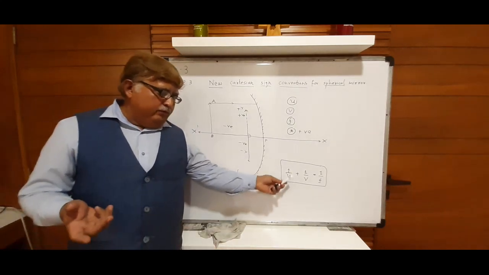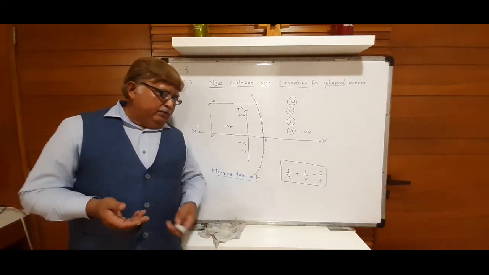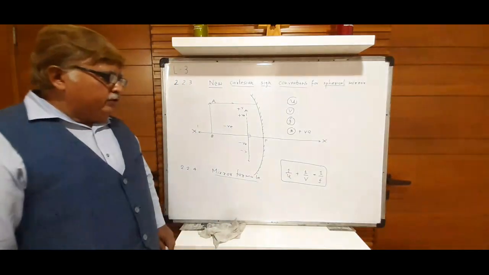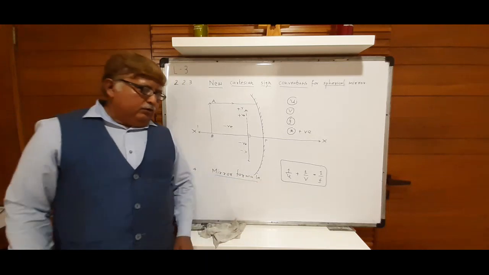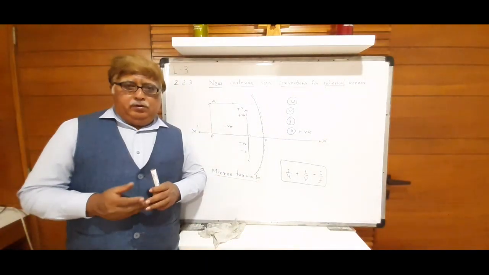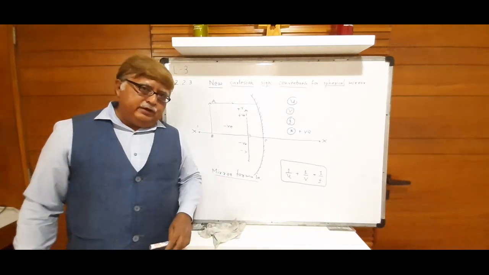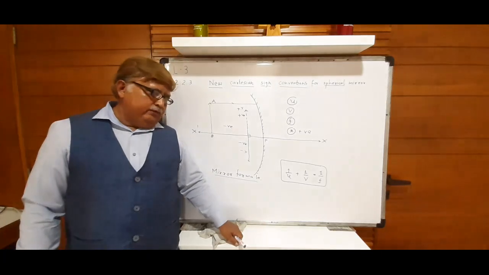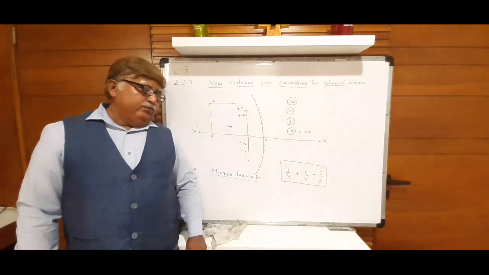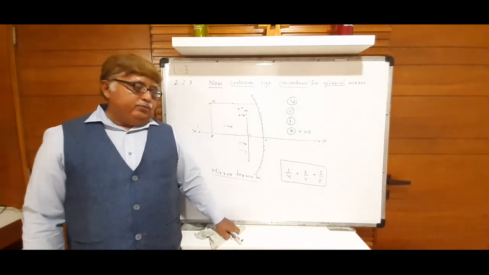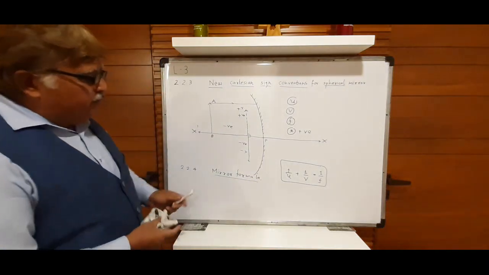1 upon u plus 1 upon v equals to 1 upon f. You write 1 upon v plus 1 upon u equals to 1 upon f, all equal. Understand? So this is mirror formula. We will solve numericals based on this formula, but there is no derivation mentioned in the textbook, so we do not need to bother about derivation of this formula. But formula is very, very important. Mirror formula, 1 upon u plus 1 upon v equals to 1 upon f.